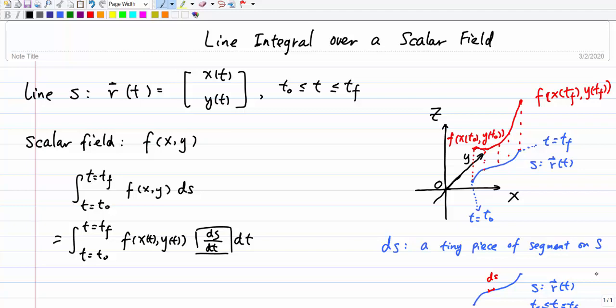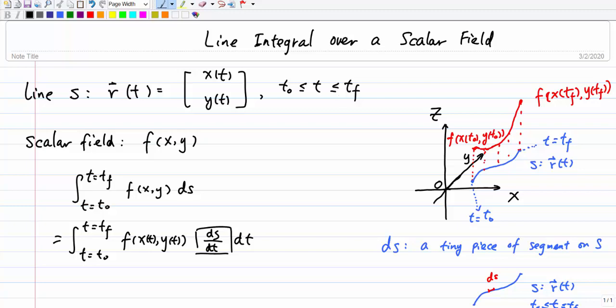Okay, this video is about the line integral of a scalar field. For the line integral, we talk about a given line represented by s. Here's a 2D example of the line, which is represented by x(t) and y(t), going from t0 to tf. We're also talking about a scalar field represented by f(x,y), which means for any (x,y) we have some scalar value associated with that point.